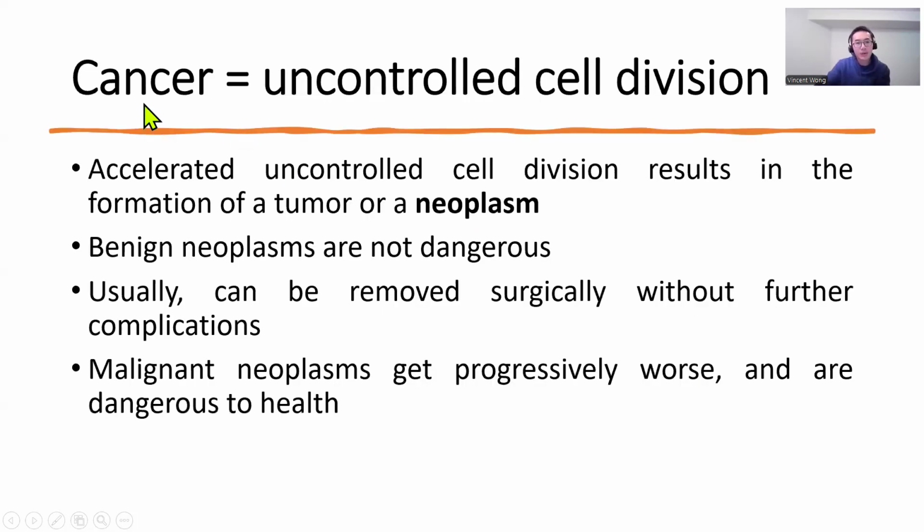Okay, so cancer is uncontrolled cell division, and this accelerated uncontrolled cell division results in the formation of a tumor. Tumor, also called neoplasm, a new blob of cells. That's what neo means. Neo is new.